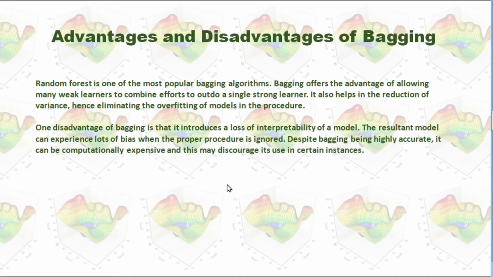Then, what are the advantages and disadvantages of bagging? Random forest is one of the most popular bagging algorithms. Bagging offers the advantage of allowing many weak learners to combine efforts to outdo a single strong learner. It also helps in the reduction of variance, hence eliminating the overfitting of models in the procedure.